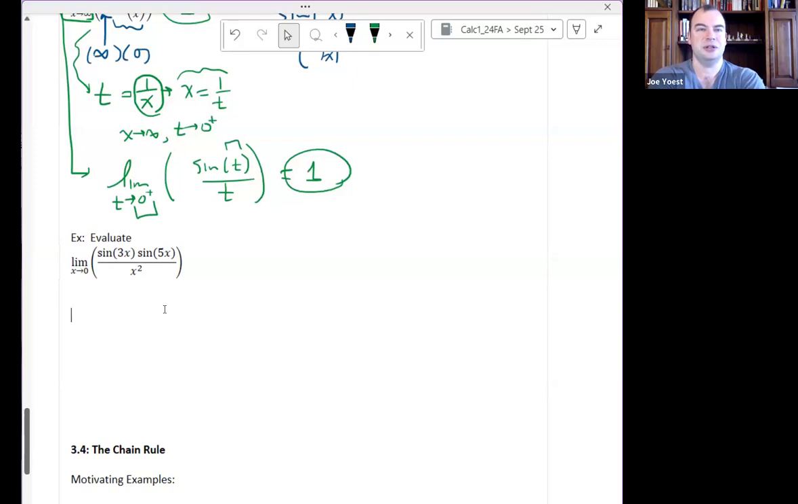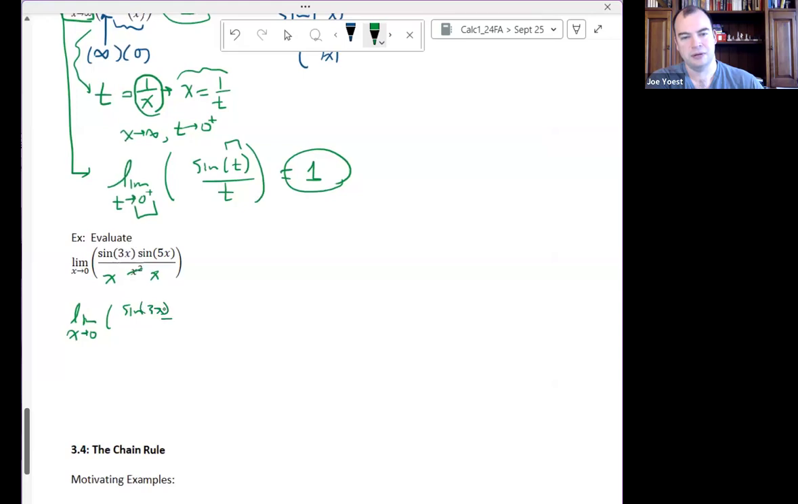And we could do a similar kind of approach here. We have the limit as x goes to 0 of sine of 3x times sine of 5x over x squared. And I kind of see that naturally I want one factor of x to go with each of these two factors of sine. And I break this into the limit as x goes to 0 of sine 3x over x times the limit as x goes to 0 of sine 5x over x.